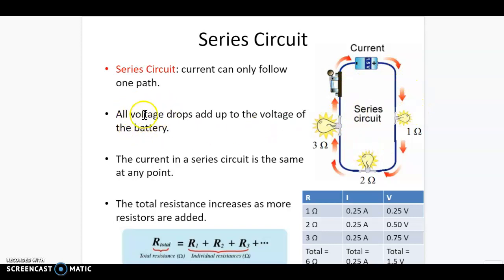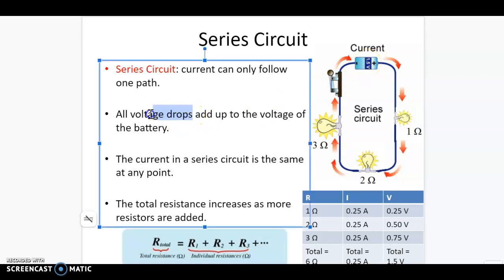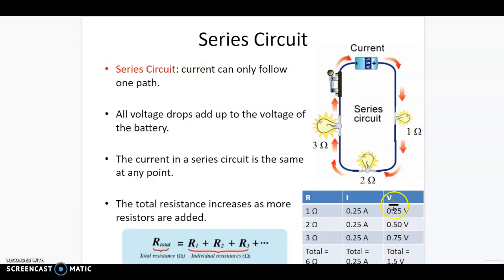The voltage drop adds up to the total voltage of the battery. Remember, voltage is really coming from the battery. Voltage drop is really energy used by different things. But if one part of your circuit uses up 0.25 amps, another part of your circuit uses up 0.5 amps, another part of your circuit uses 0.75 amps, that's awesome. But all of these voltage drops from these different light bulbs or different things in the circuit, they add up to the total voltage of the battery.